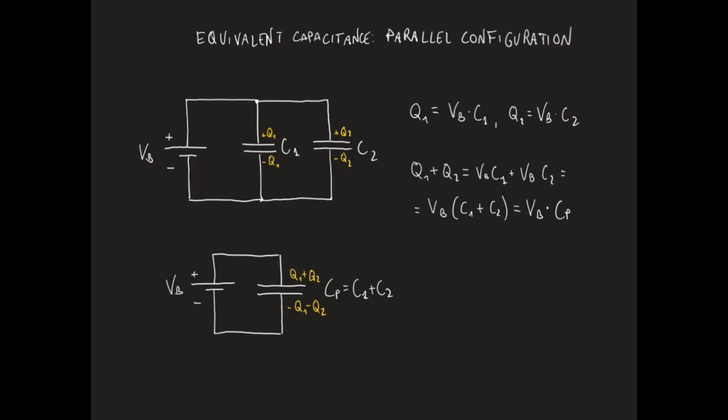In the case of n capacitors in parallel, the equivalent capacitance Cp will be given by the sum for j going from 1 to n of Cj, where Cj is the capacitance of the jth capacitor.